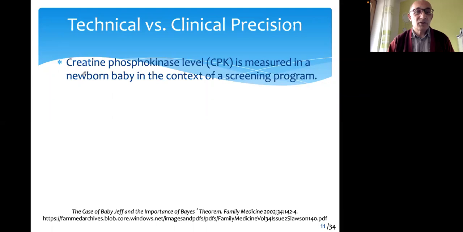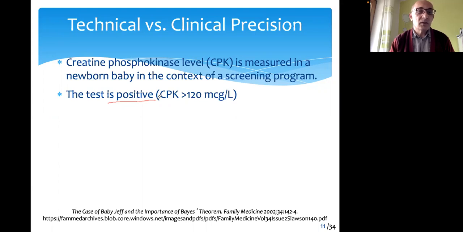There is a fictitious case here. One baby, a newborn, was screened for muscular dystrophy using this creatinine phosphokinase test. And unfortunately, it returned positive. So the next thing we have to do after having this kind of serious test positive is, of course, what should we do? What kind of message should we give to the parents, to the relatives of the baby? Should we tell them that this baby has muscular dystrophy?